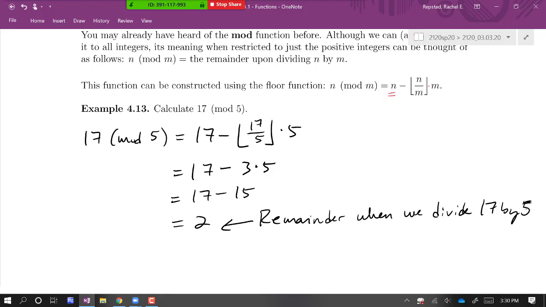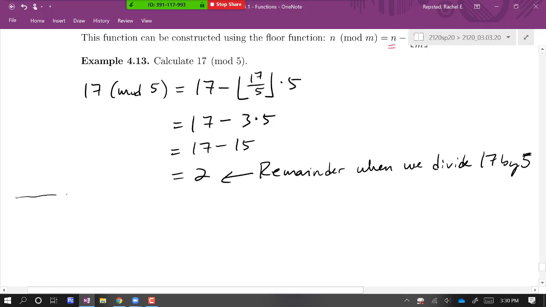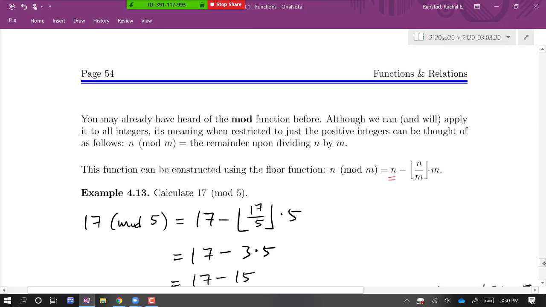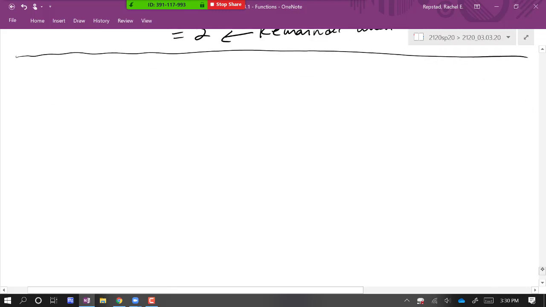We have to be careful though. You have to be careful when we are working with negative numbers in particular. So we're going to do 2 extra little examples here. I'll call these 4.13b and 4.13c. So we're going to find 43 mod 8.